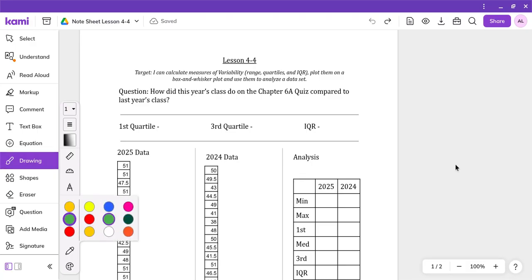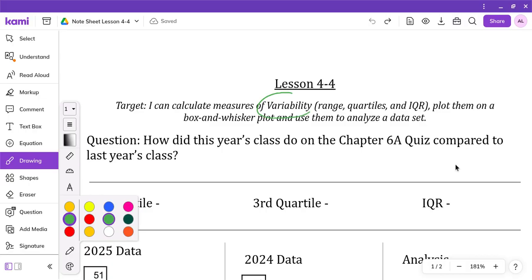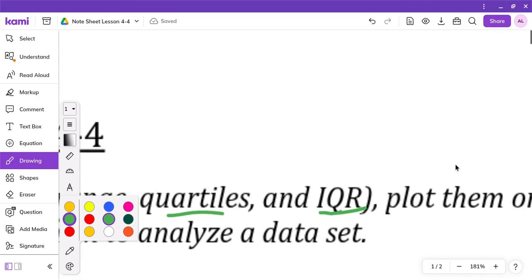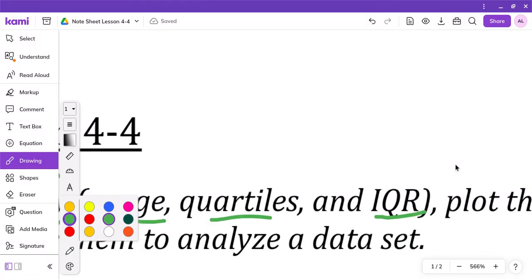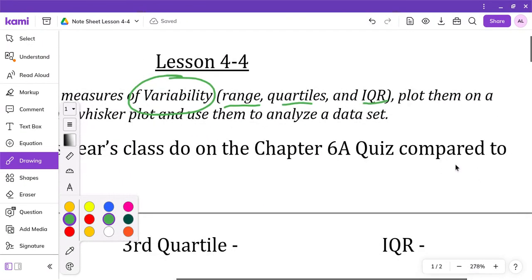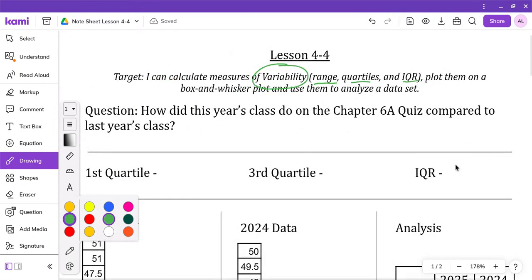In this lesson, we're going to be looking at what are called measures of variability, things like range, quartiles, IQR, which stands for interquartile range. We'll get into that in a minute. Those are things you've done before, but we're going to really hone in on how we compare data sets. We'll also get into how to make box and whisker plots. So just to review, the three vocab terms here are first quartile, third quartile, and IQR.